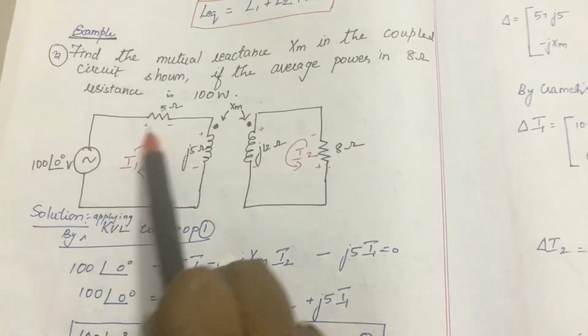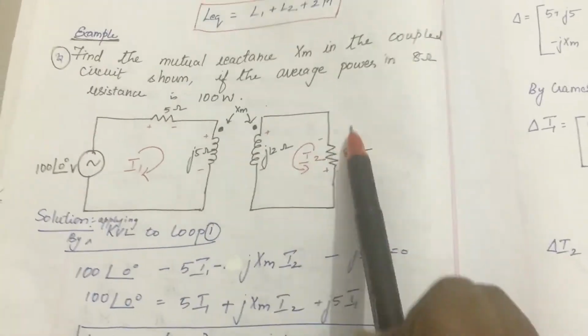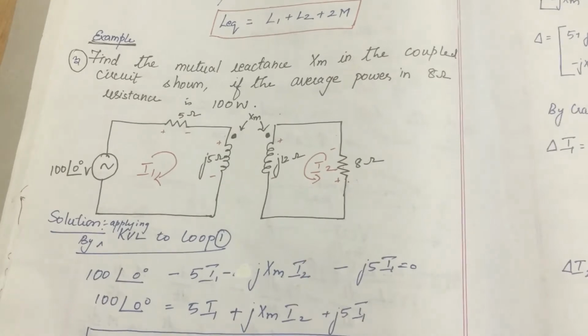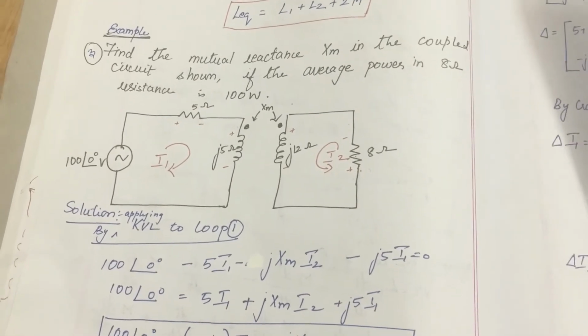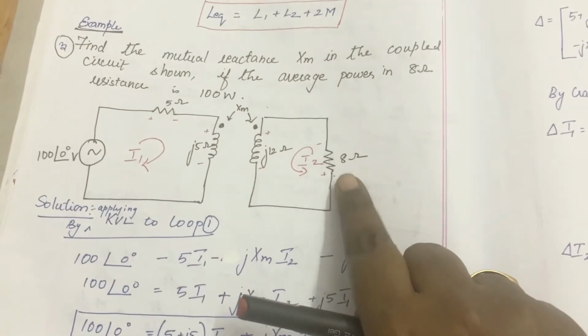So we have to find individually the current inside this loop and the current inside this loop. By Cramer's rule we have to find currents I1 and I2, and then substitute for this 8 ohm resistor.